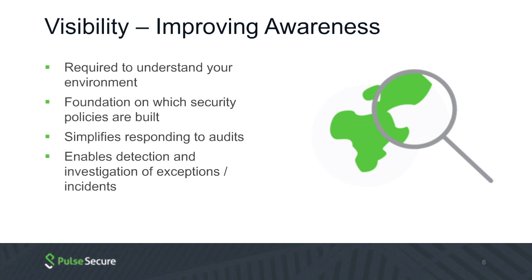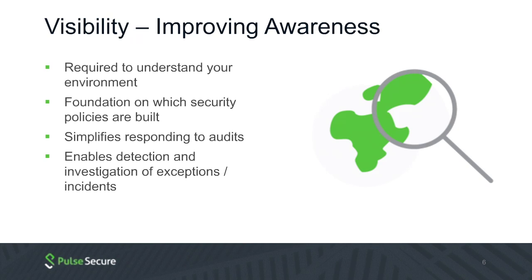Visibility is really the foundation for any kind of access control deployment, and really the foundation for network security itself. If you don't understand who is in your environment, what is in your environment, what resources they're trying to access, it's very difficult to develop the appropriate secure access mechanisms and access control policies. So visibility is really the foundation on which the security policies are laid.